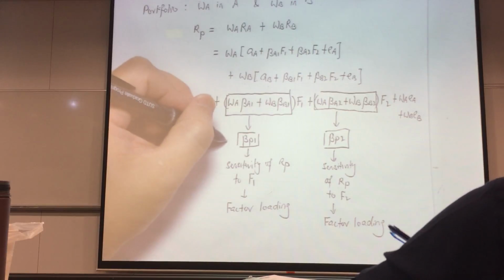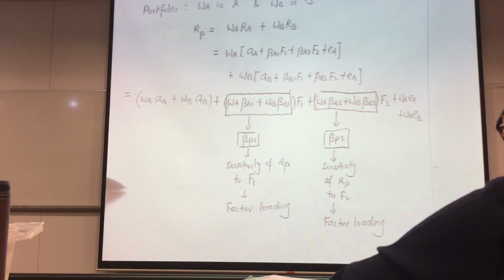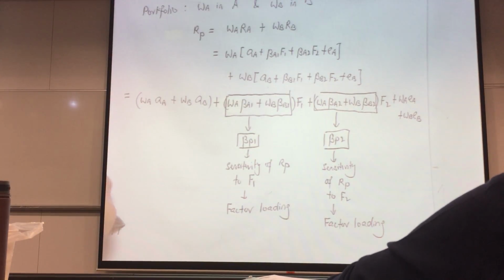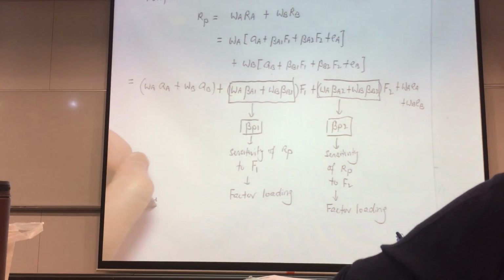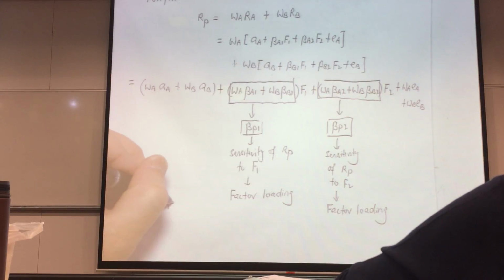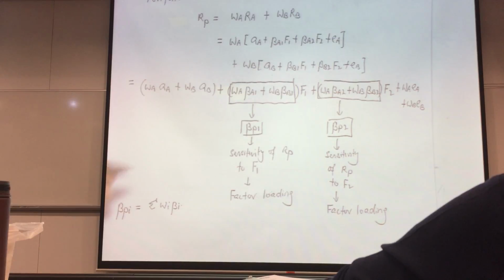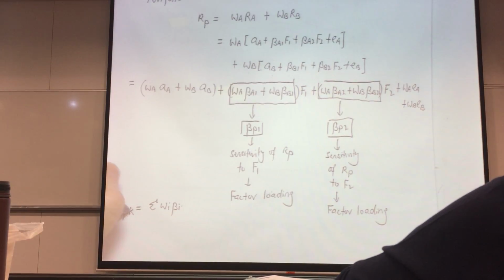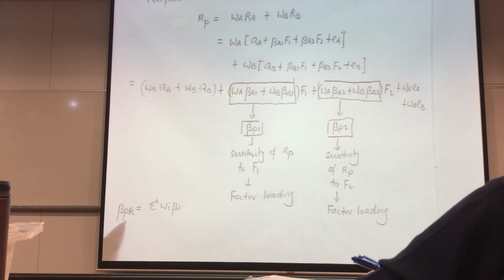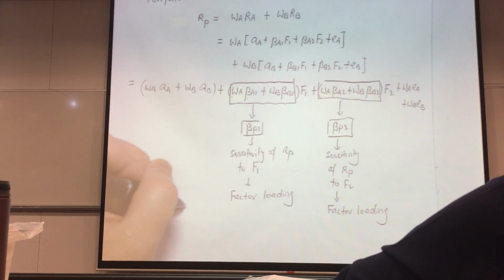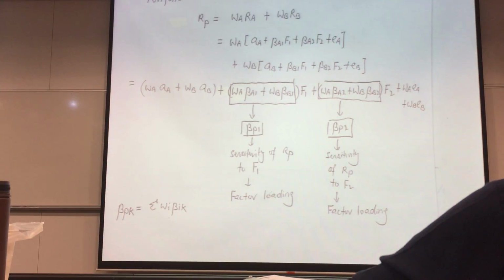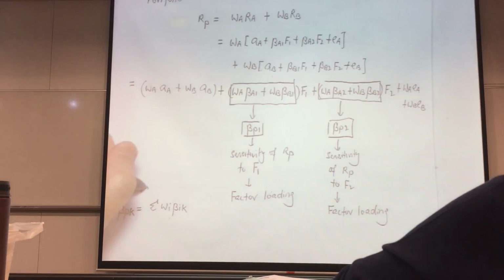Whether we are talking about this or this, the portfolio factor loading with respect to factor I is given by the weightage of your investment in asset I multiplied by the beta of I with respect to factor K. What is the sensitivity of the portfolio to factor K? It's based on the weightage of investment in asset I, multiplied by asset I's beta to factor K. So this is the general formula.